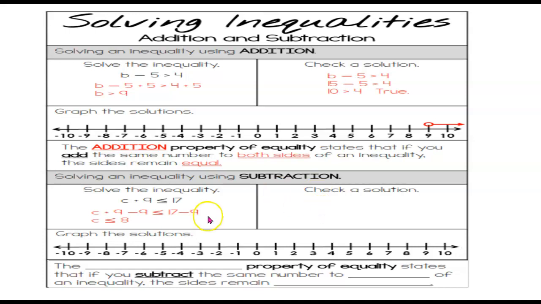We are going to replace c with 2. 2 is less than or equal to 8. 2 plus 9 is 11, and 11 is less than or equal to 17. This makes our inequality true.